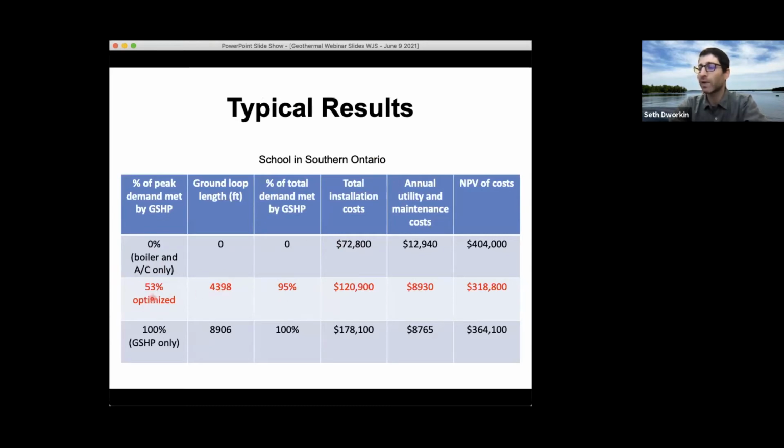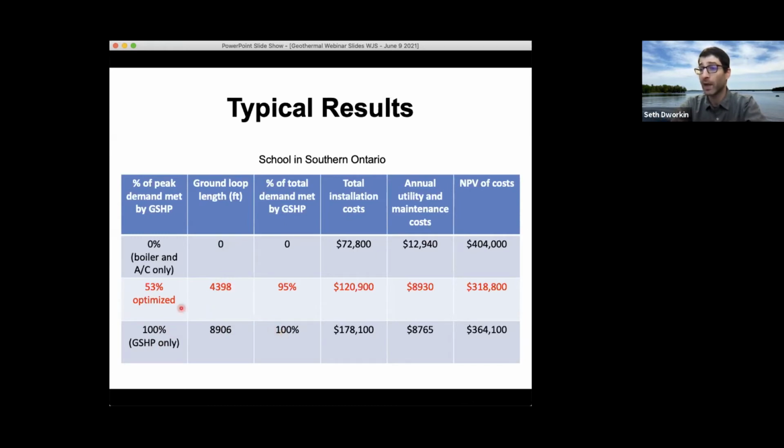So even though it only met 53% of the peak, it was meeting 95% of the total annual energy demand, because those peaks were only accounting for 5% of the energy demand. And what's interesting is if we were to go from 53%, almost doubling the capacity of the geothermal system, up to 100%, we're about doubling the ground loop, the amount of boreholes, we're only meeting 5% more of the energy demand.